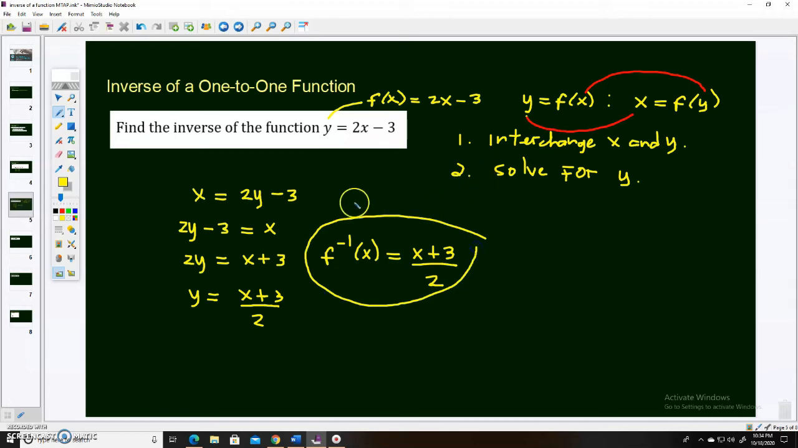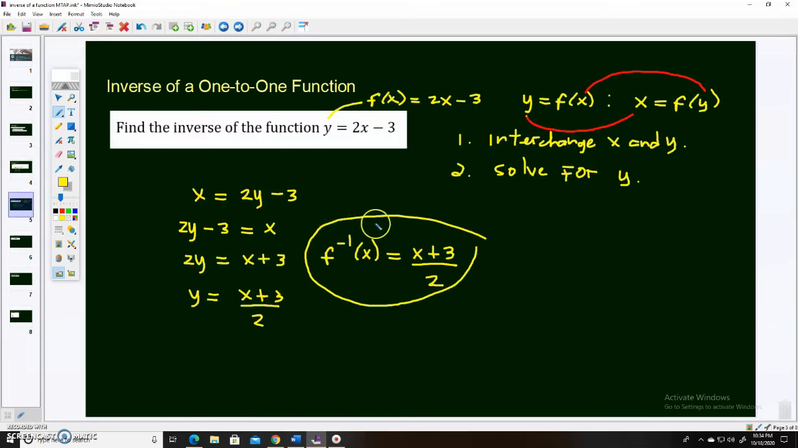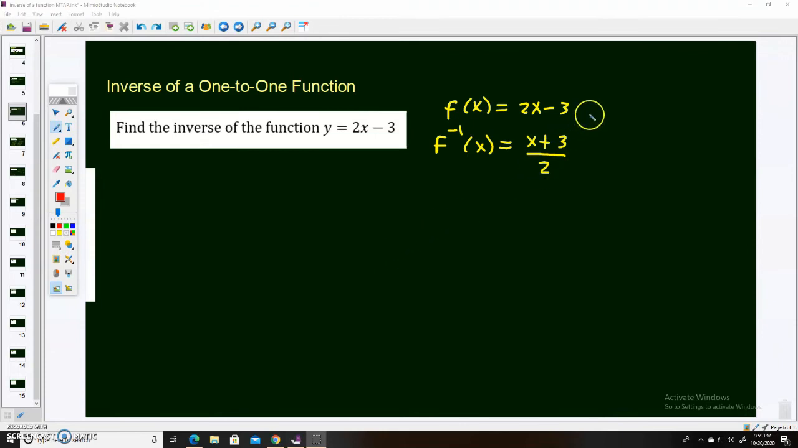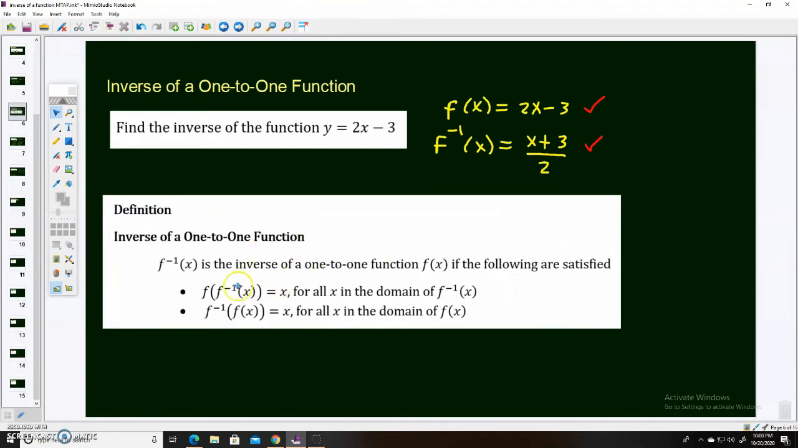Okay, so in this example, let's show the definition of composition and see if it works. We have the given function, and we have the inverse of the function that we just solved. Now let's see, through the definition, whether these two functions are inverses of each other, emphasizing both being functions and inverses of each other.